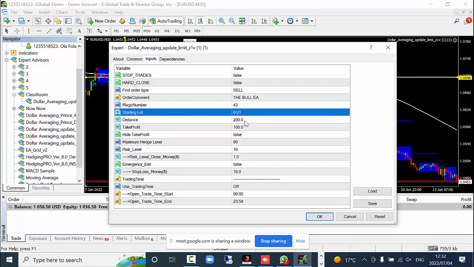So now, let's look back. You see here, the distance, we want to put 50 pips.